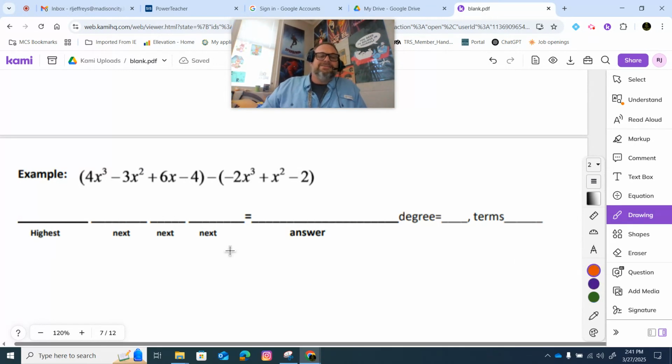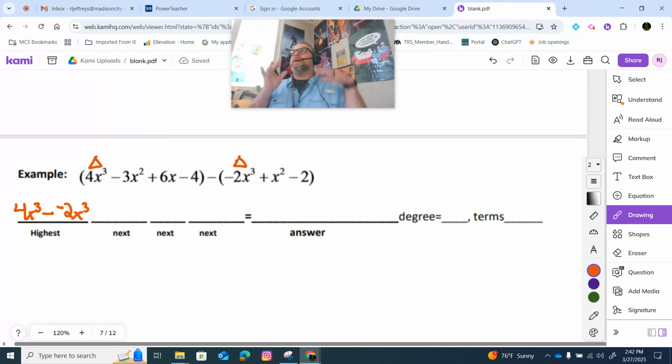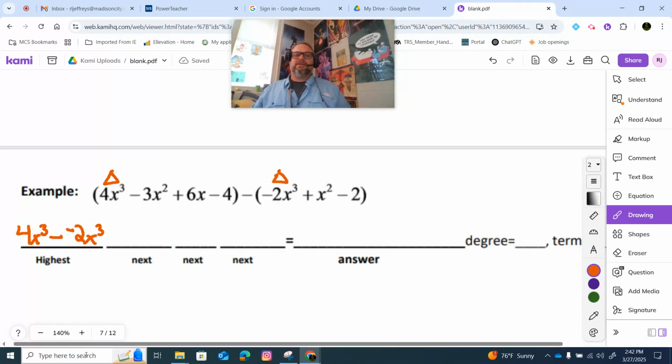Okay, so let's look at this. What is our biggest exponent? 3. All right, so we're going to have 4x to the third minus -2x to the third. Okay, be careful. Look, it's this minus this. All right, that's how I'm going to end up with the 6x to the third.